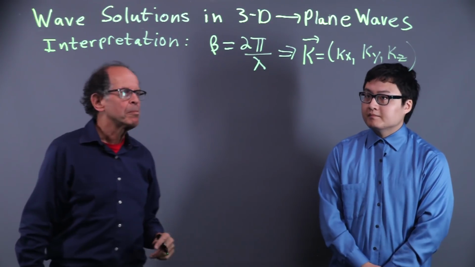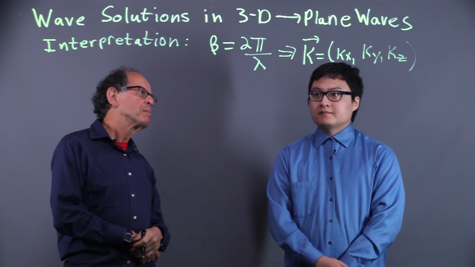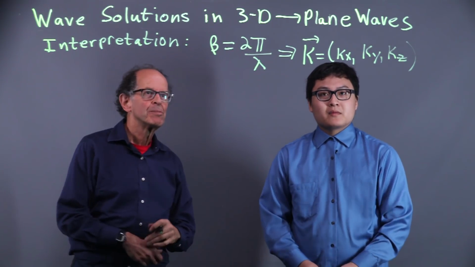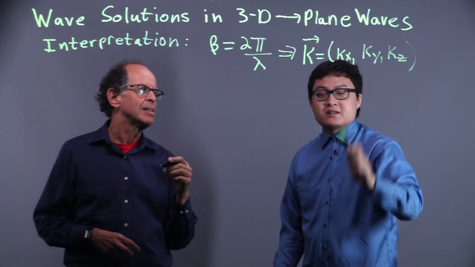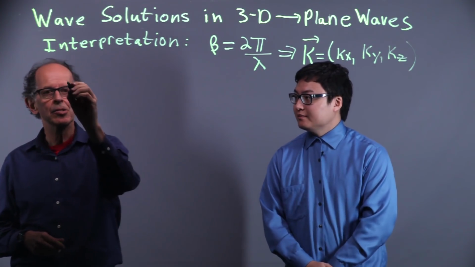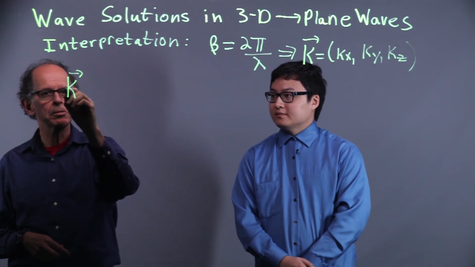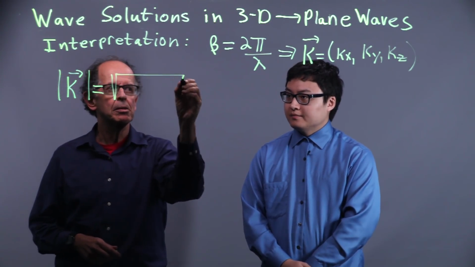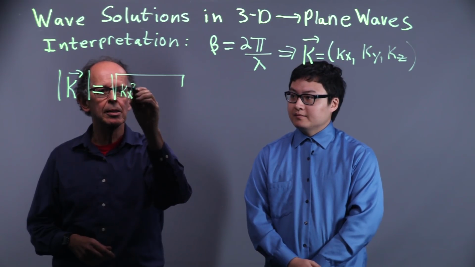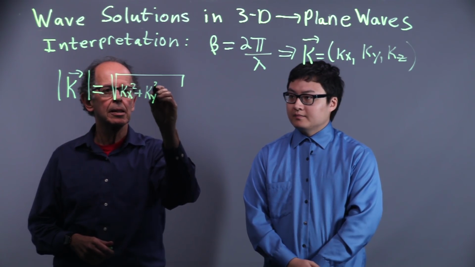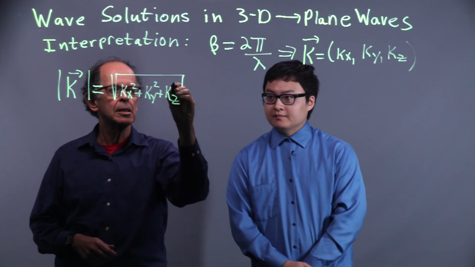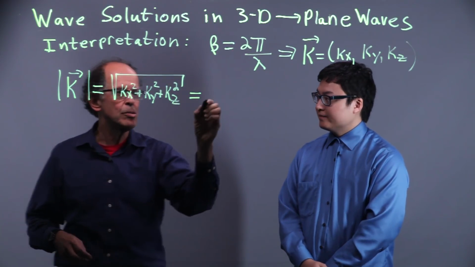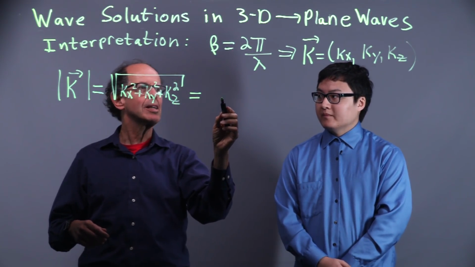All right, Sam, we need to calculate the magnitude of K. How do we do that? Don't you just add the squares of them and take a square root? Let's add the sums of squares and square root. So K magnitude is equal to the square root of Kx squared plus Ky squared plus Kz squared.